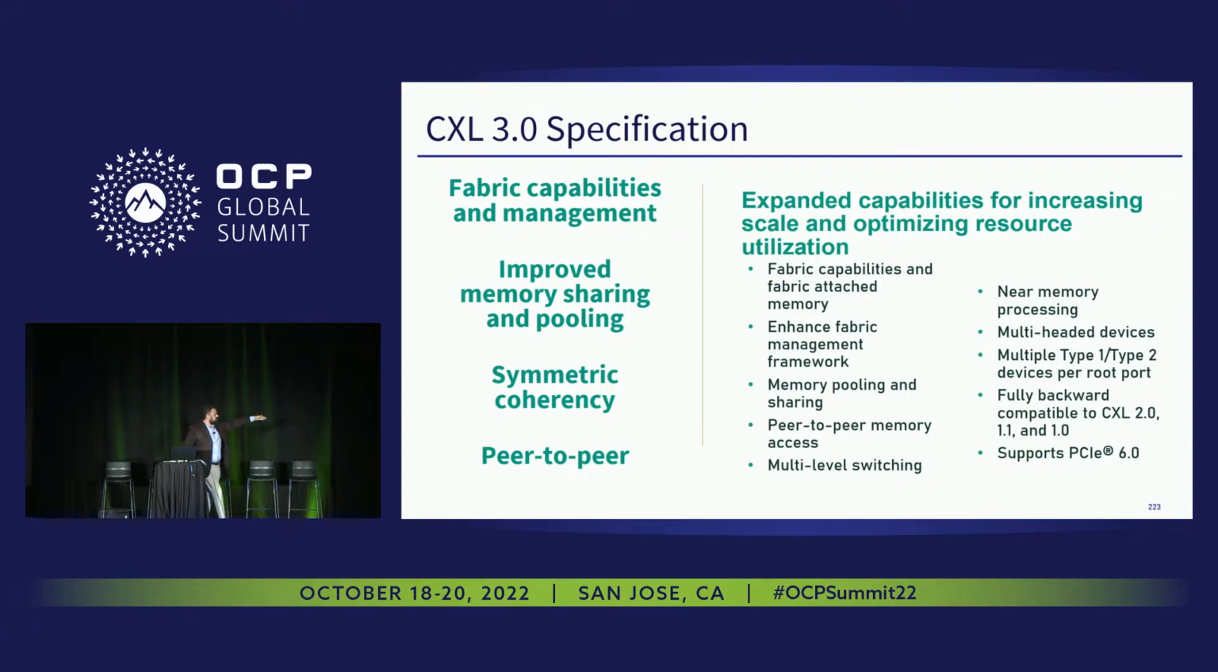And then with that symmetric coherency, we also add some new capabilities such as peer-to-peer communication, which once again, now we're no longer restricted to first communicate a transaction to a host, but now we can actually go from device to device. And then all of this comes with the same familiar backward compatibility that we're used to seeing in PCIe, for example.